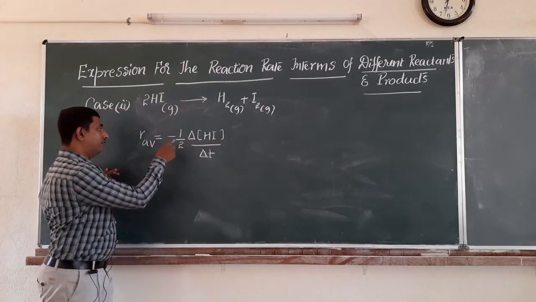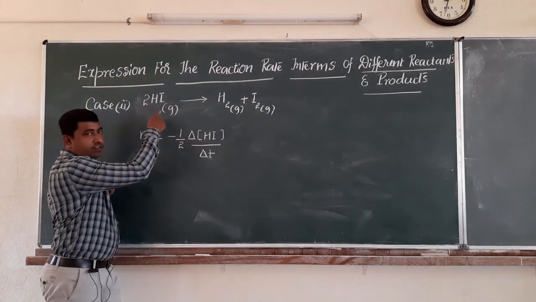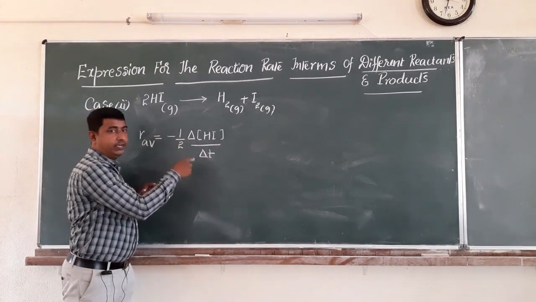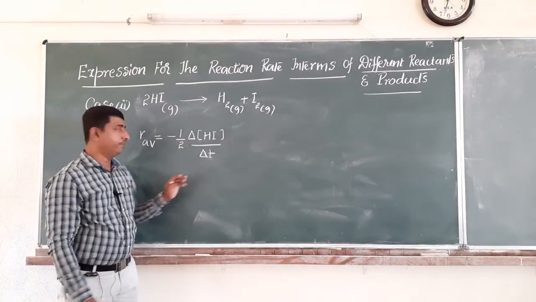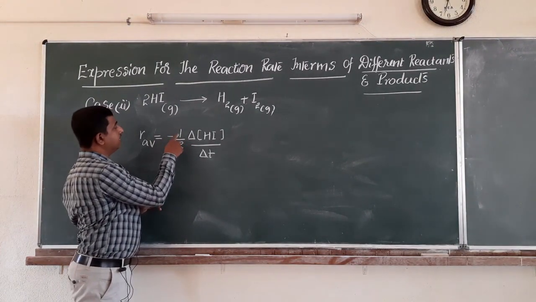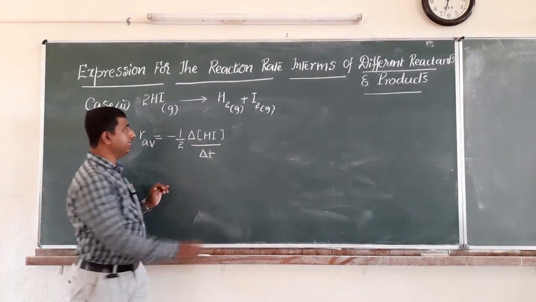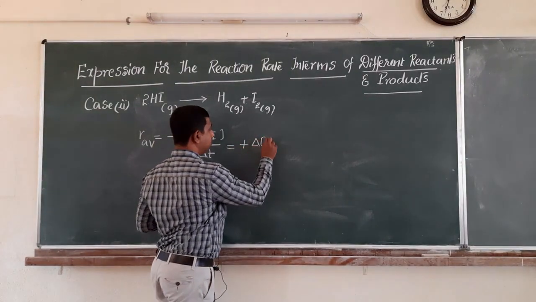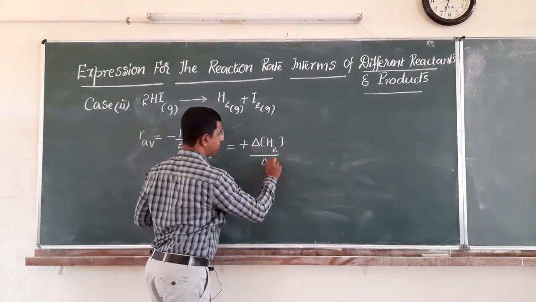Hope you got why I divided by 2 here: because the stoichiometric coefficient here is not 1, it is 2, so I have to divide it by 2. If it is 3, I have to divide it by 3. If it is 4, I have to divide it by 4. So here it is 2, so I have to divide it by 2. So it is equal to minus 1 by 2 delta concentration of HI by delta t, which is equal to plus delta concentration of H2 by what?